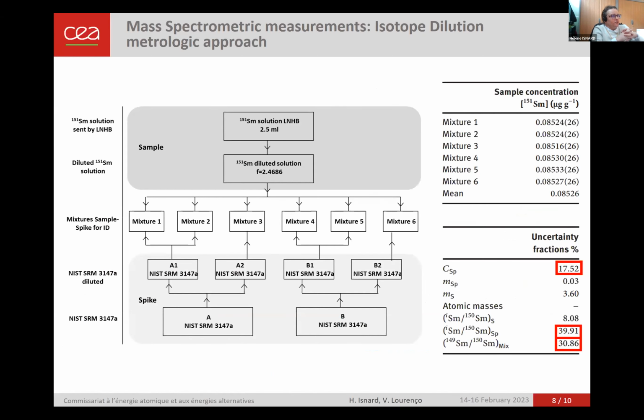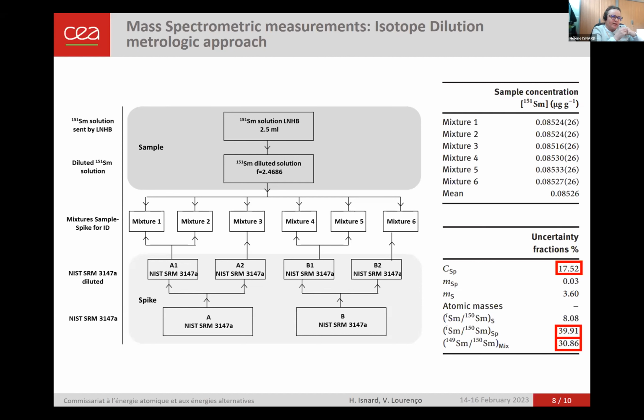After the choice of the spike and purification of the solution, we sent the solution to the LNHB, and the LNHB performed the dilution. After dilution, we received the solution back, and we followed a metrologic approach in order to perform a mixture of sample and spike using 2 independent NIST SRM solutions. We performed 6 independent mixtures, and the uncertainty of the final results was evaluated by combining all of the terms of the equation of the isotopic dilution.